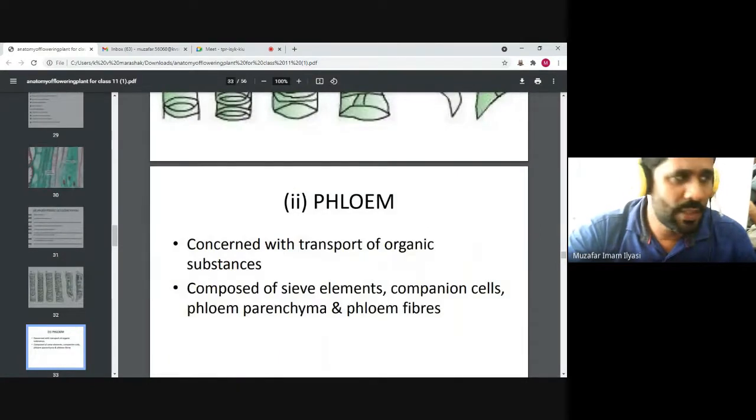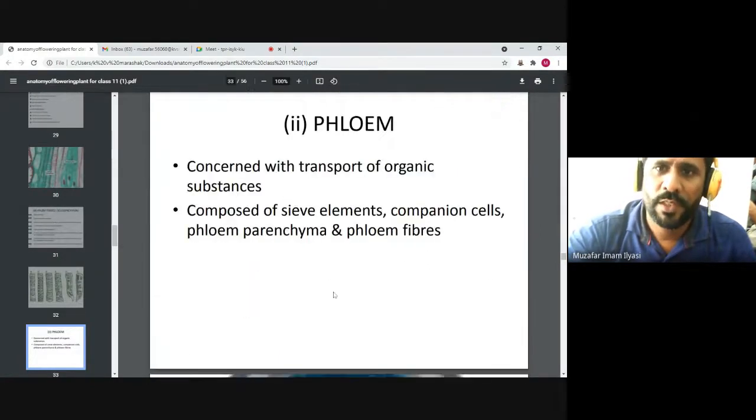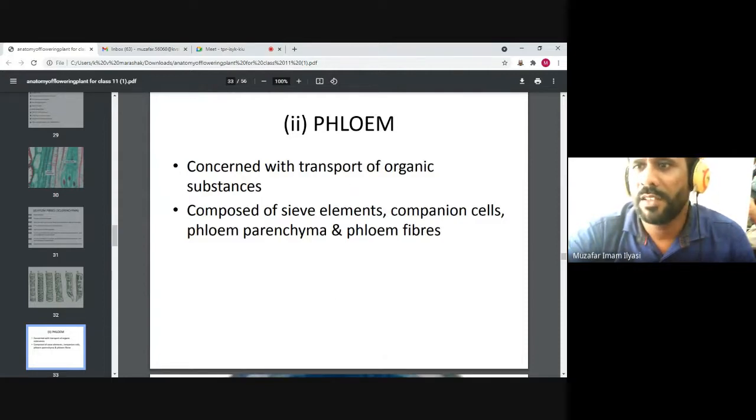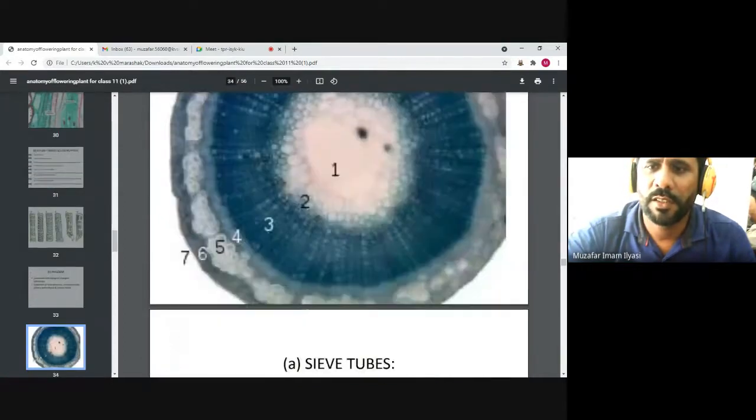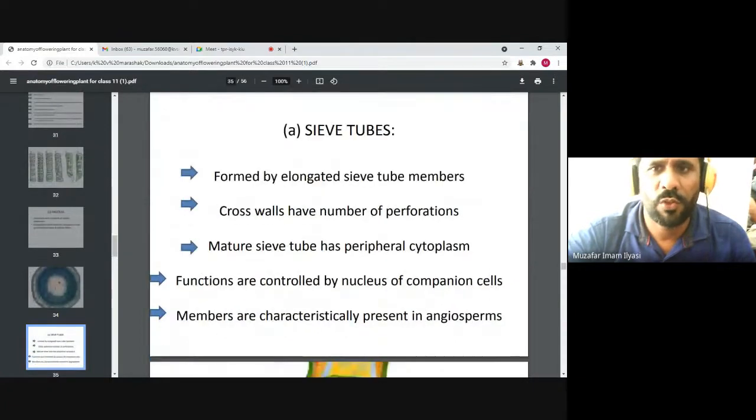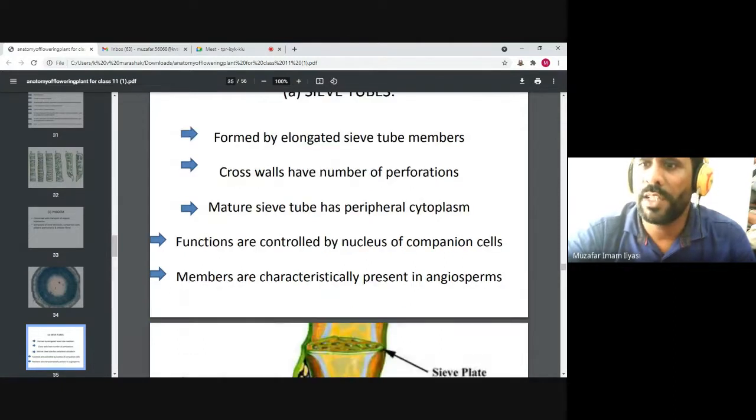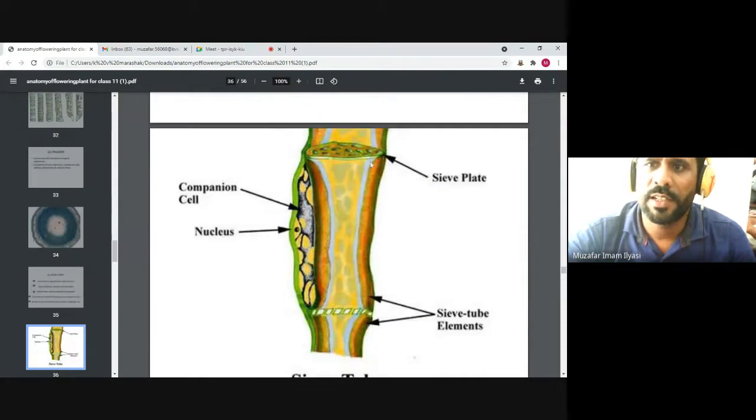After this, the discussion starts for the phloem, concerned with transport of organic substances, composed of sieve elements, companion cells, phloem parenchyma, and phloem fiber. See here. And now about the sieve tubes. Sieve tubes are formed by elongated sieve tube members. Cross walls have a number of perforations. A mature sieve tube has peripheral cytoplasm. Functions are controlled by the nucleus of companion cells. Members are characteristically present in angiosperms. See here, these are the sieve plates.